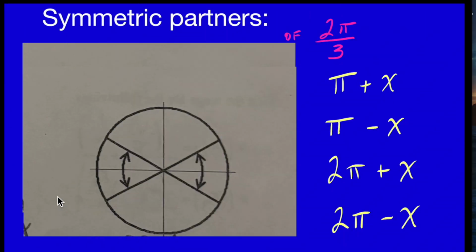We are asked to find the symmetric partners of 2 pi over 3. Since we're dealing with thirds, we are in the land of 3. So instead of labeling this pi, I'm going to call this 3 pi over 3 here. And I'm going to refer to this, instead of 2 pi, as 6 pi over 3.